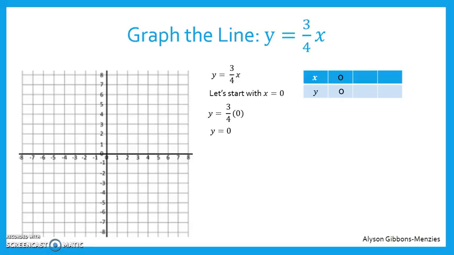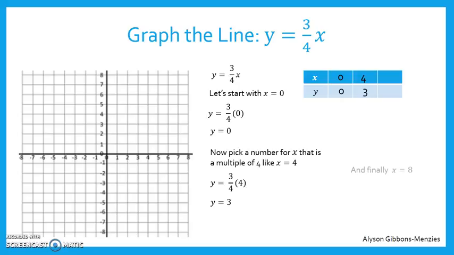Now this time, because we've got a fraction, I'm going to choose a multiple of 4 for my x, so that I will get whole numbers rather than decimals or fractions. So a multiple of 4 would be like 4, 8, 12, 16. Let's choose the smallest. Let's choose x equals 4. So y equals 3/4 times 4, y equals 3. And another multiple of 4 is 8. So I'm going to replace x with 8. Y equals 3/4 times 8.